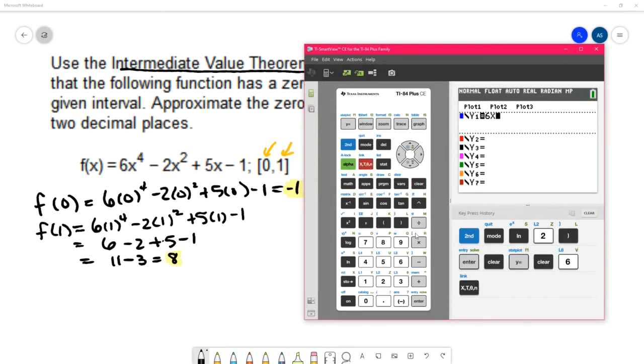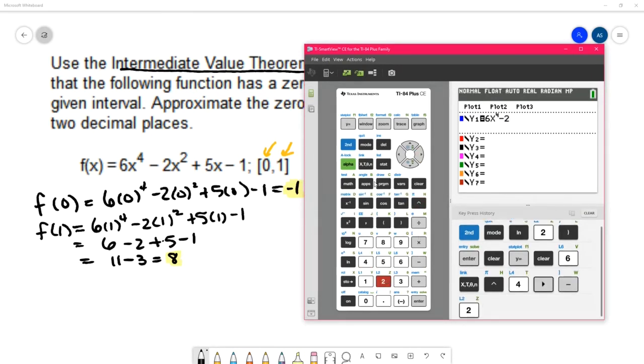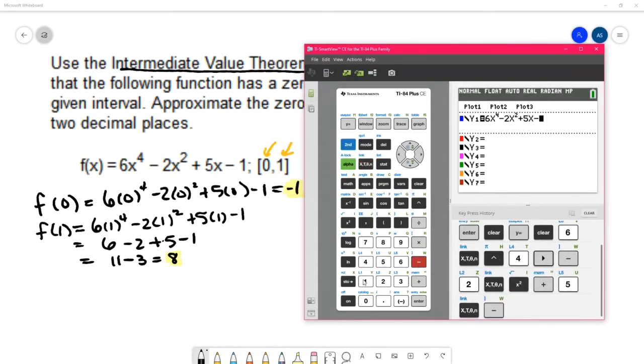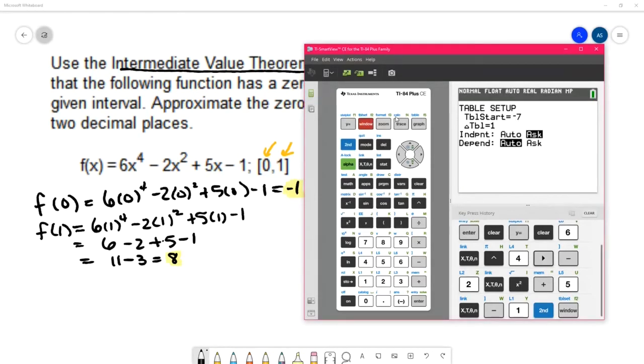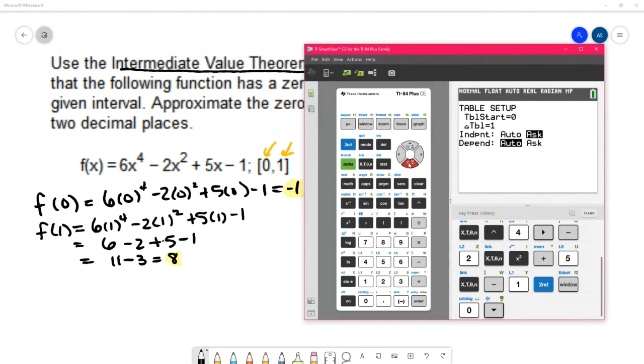I've got 6x to the 4th minus 2x squared plus 5x minus 1. And I'm going to use the table feature in my calculator. So I need to set this table up so it works properly. And I've got in here table start. So I want my table to start at 0, and I'm choosing 0 because that's the interval we're working with. So we want to start at 0.